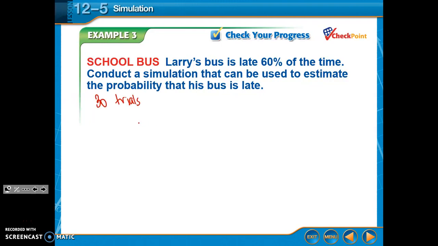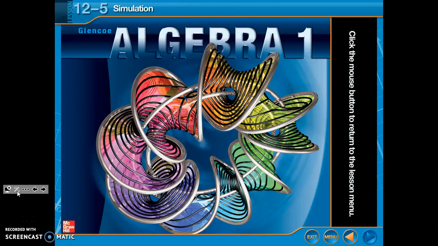Okay, so I want to see you guys in the box. You can type up the number of times that you got. Write out how you set up your simulation, and then what you got. Okay? And that is the end of lesson 12.5 on simulations.